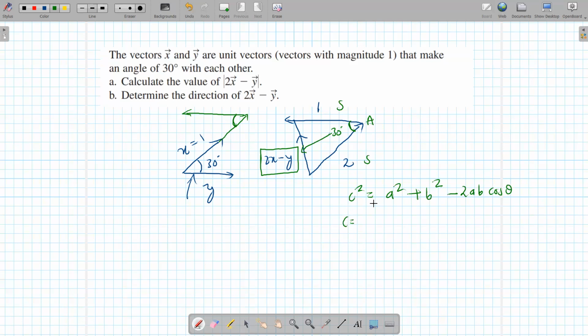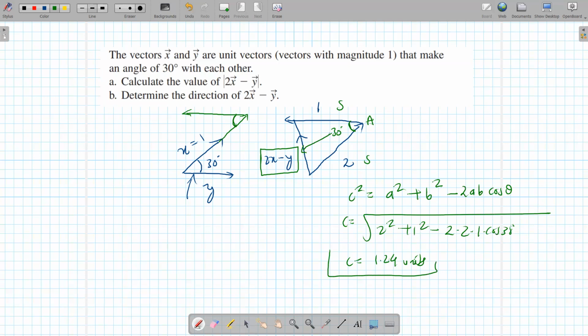So therefore c is going to be the square root of that. So 2 squared plus 1 squared minus 2 times 2 times 1 times cosine 30. 2 squared plus 1 minus 2 times cosine 30, square root of this guy. Therefore, that side is 1.24 units or meters, whatever this is. There's no units, so we can just call it units. Cool? That's part A. Part B now is asking you to find the direction of it as well.